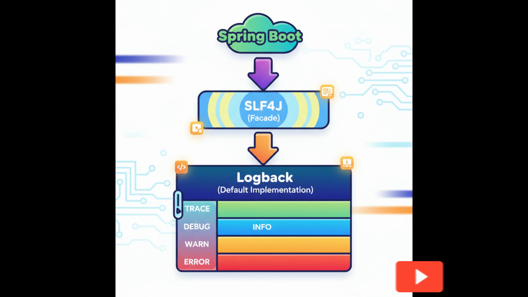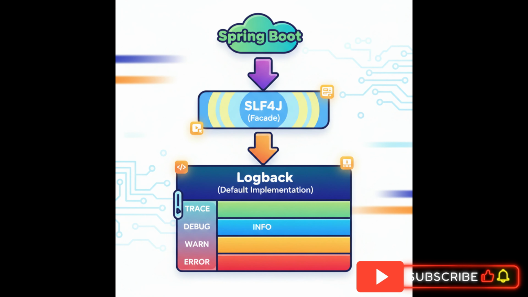Let us discuss how it works internally. Spring Boot logging architecture. Here, I will explain how Spring Boot does the logging. Spring Boot uses SLF4J, which is a facade, and Logback, which is the default implementation when it comes to logging. Now, why does SLF4J matter here? Because you can change the logging framework without even changing the code. Always code against SLF4J.